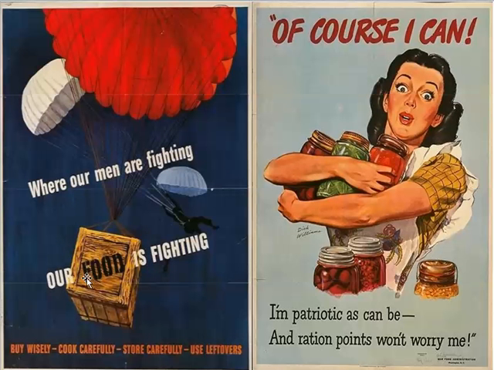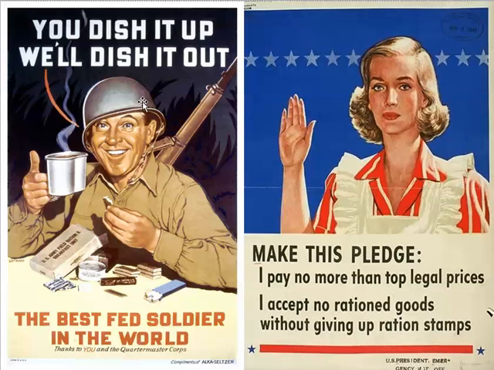Where our men are fighting, our food is fighting. So, to conserve food and ration that out. Patriotic as I can be, and ration points won't worry me. There were some people, not a lot, that got around these ration points illegally, but most people followed them to try to be patriotic. Here's one: you dish it up, we dish it out, the best fed soldier in the world. Here's a pledge from a mother saying she will use ration stamps.